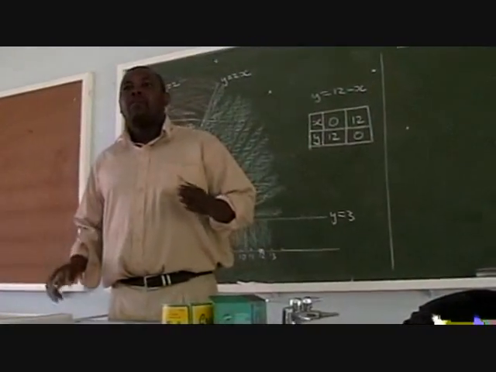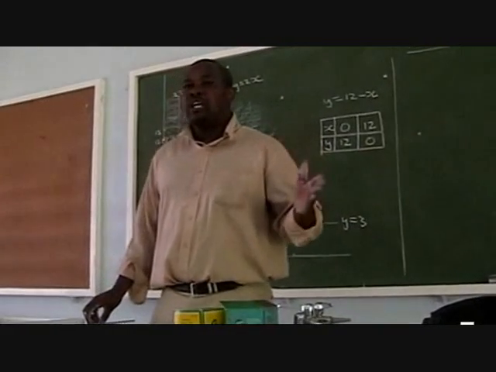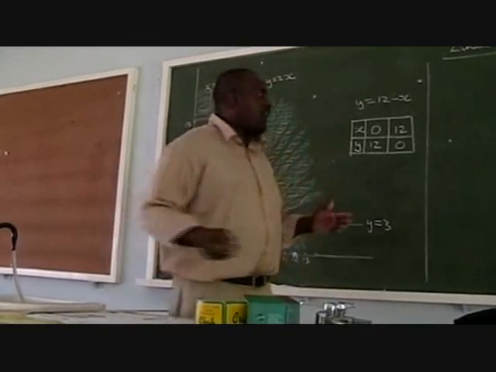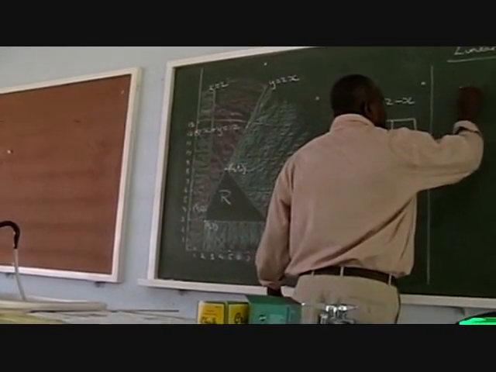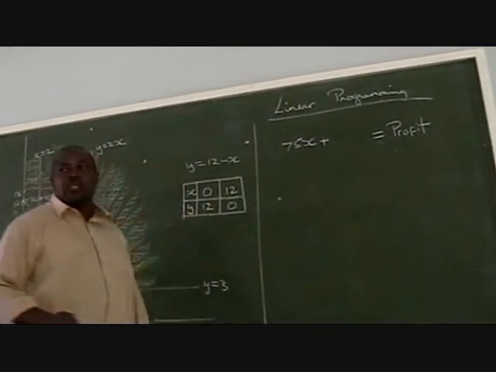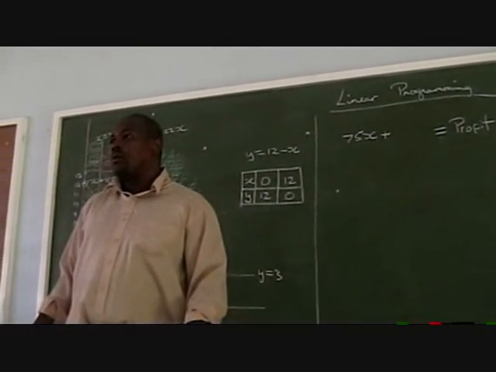So if they say $75 on each acre of field, how would that be represented? 75 by x. So in other words, it's 75x. And how much is he making on the tomato?